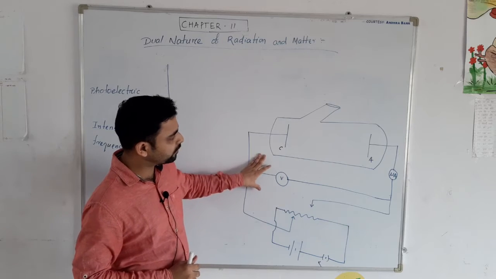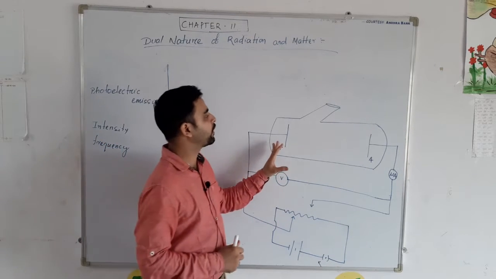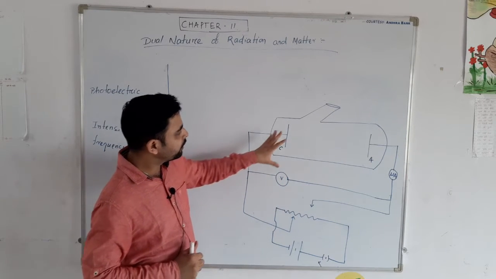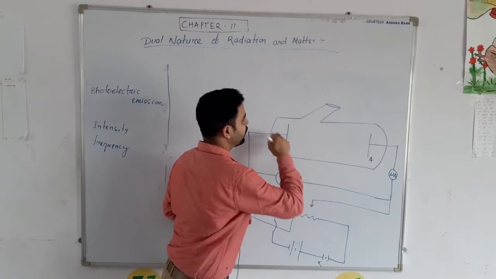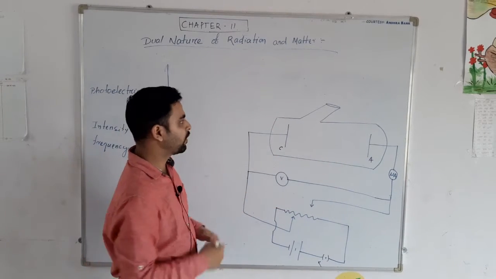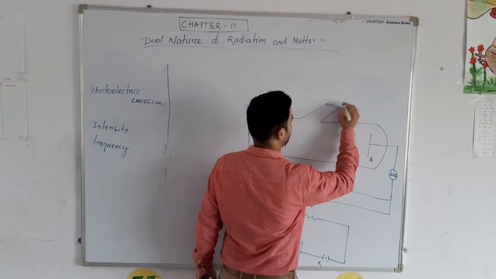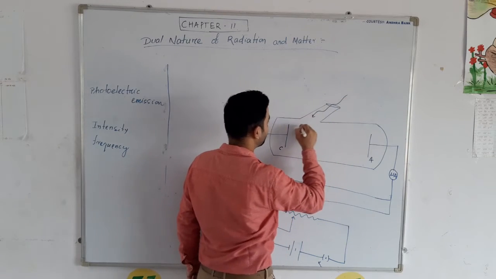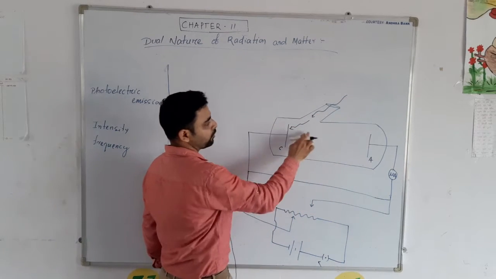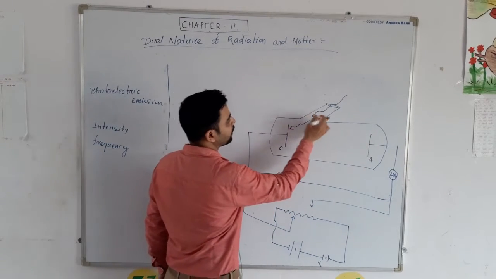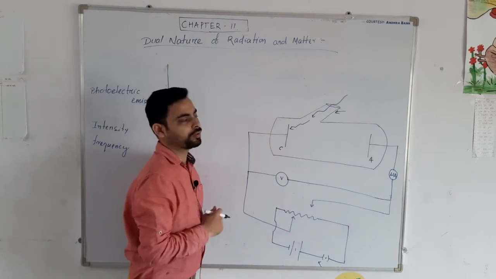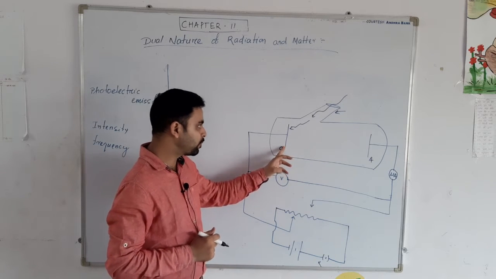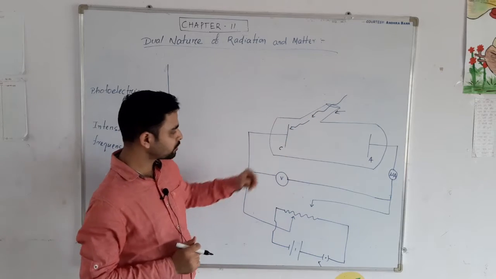This is the experimental setup of photoelectric emission. In this setup, this is my glass tube, and this part is my quartz window. Through this window, light can fall on this plate. This plate is called a photosensitive plate. On this plate, light is falling, right?